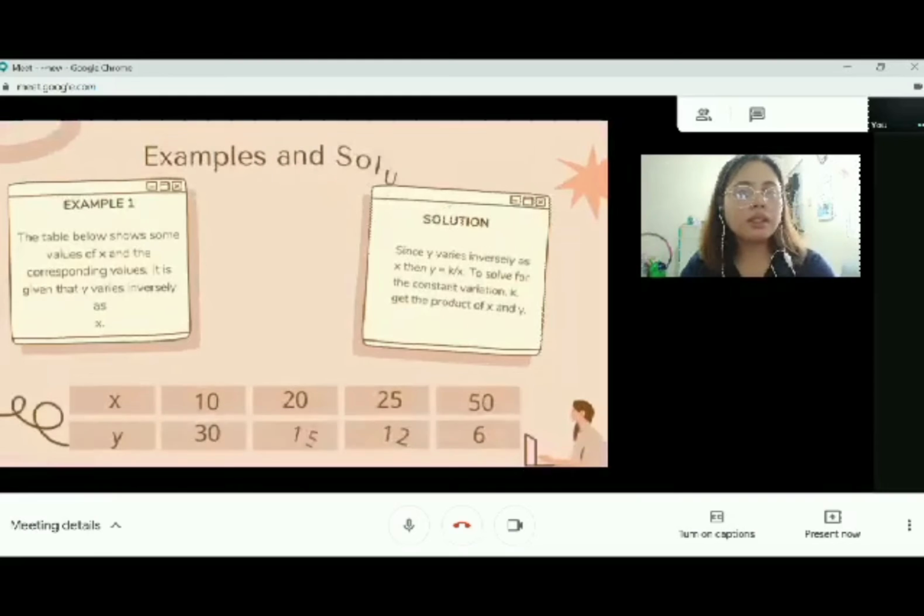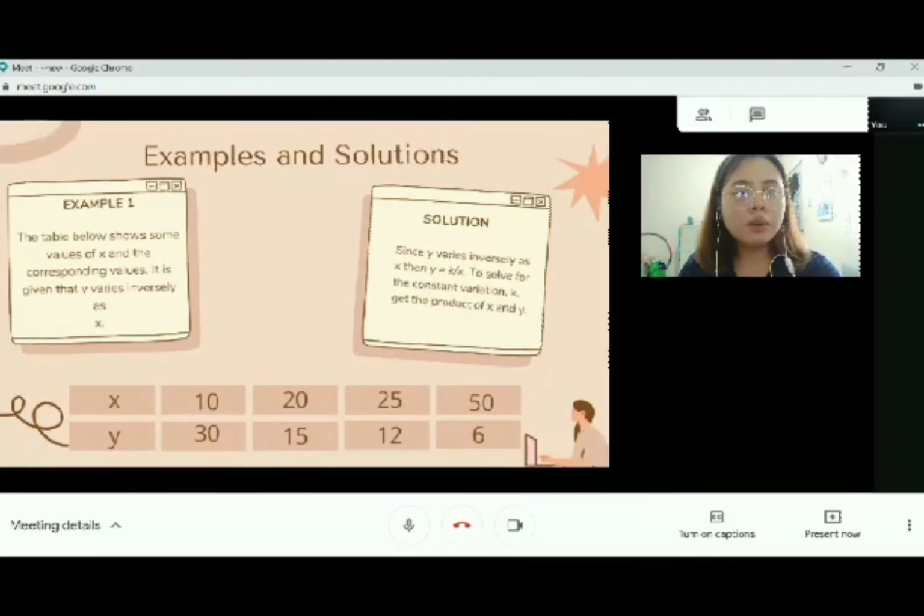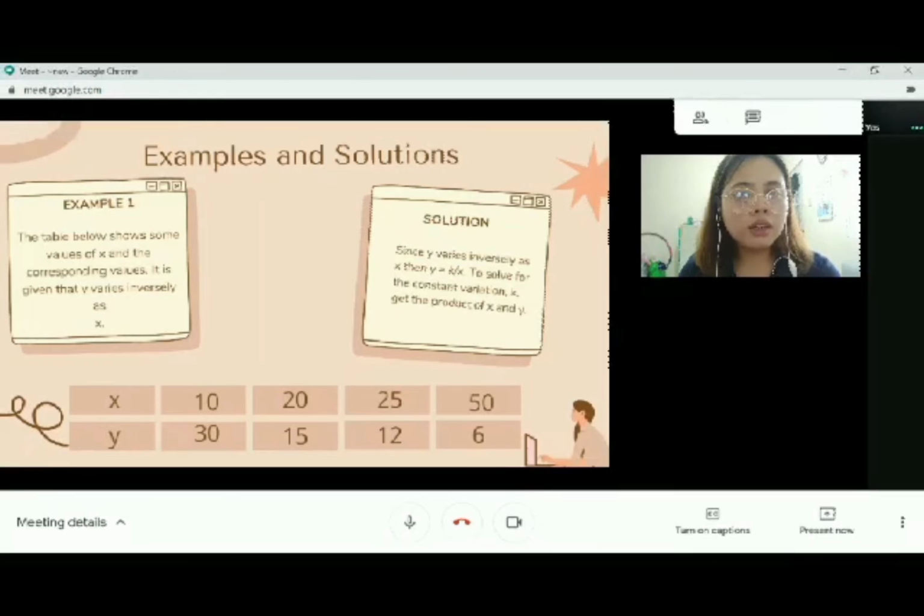So let's have an example. The table below shows some values of x and the corresponding values of y. It is given that y varies inversely as x. So the solution will be: since y varies inversely as x, then y is equal to k over x. To solve for the constant of variation k, get the product of x and y. x is 10, 20, 25, 50, while y is 30, 15, 12, 6.